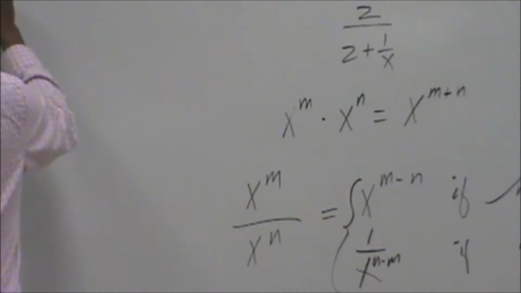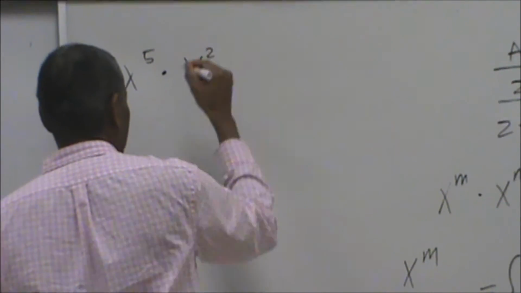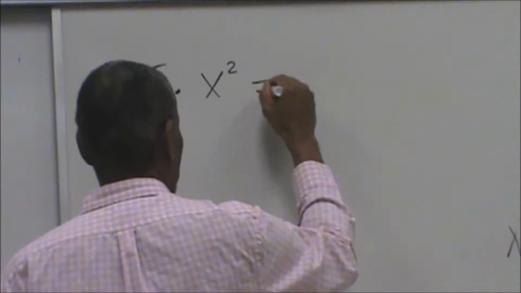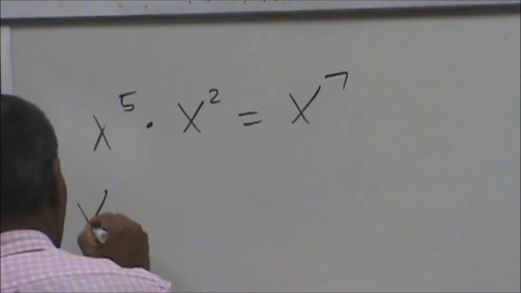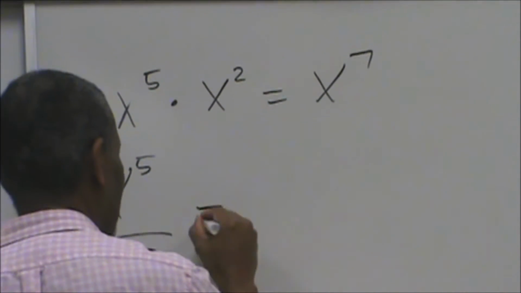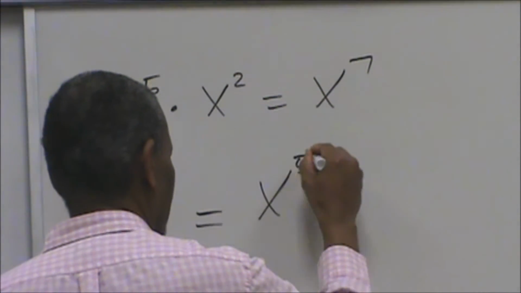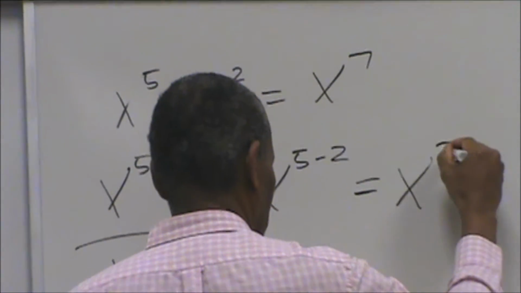Suppose you have x to the 5th times x to the 2nd. That is going to equal x to the 7th. If I have x to the 5th divided by x to the 2nd, this is the same thing as saying x to the 5th minus 2, which is going to give you x to the 3rd.